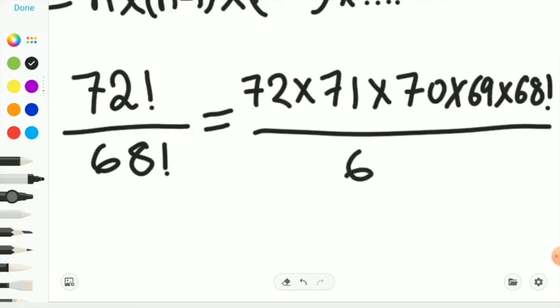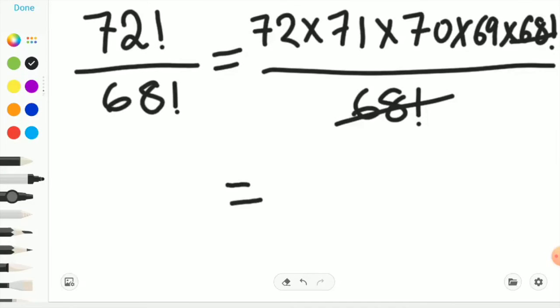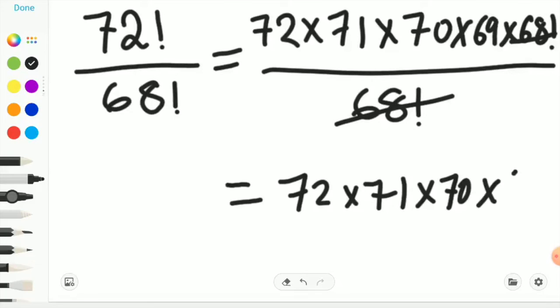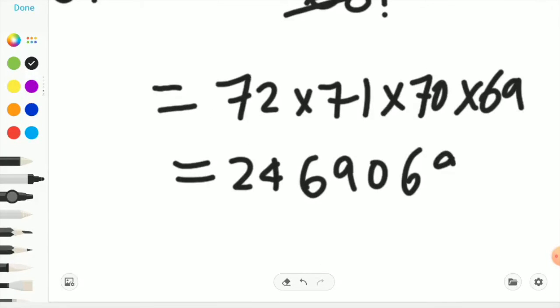And this would be divided by 68 factorial, and then you can cancel these out, and then it literally just equals 72 times 71 times 70 times 69. And then you can answer that. That would be 24,690,960. Okay.